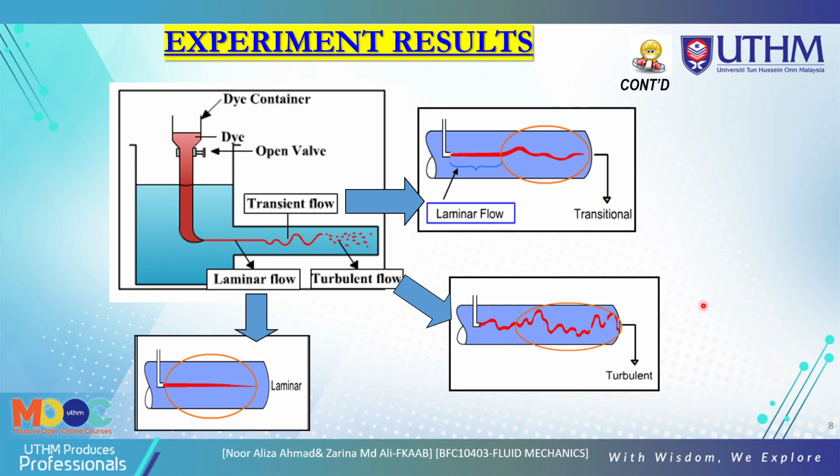This is the result. When the valve is opened, the dye container here, the smooth line is called laminar flow. Based on the fluctuation line here, it is transitional flow, and turbulent has more fluctuation. So this is the result for the laminar flow, turbulent flow and transitional flow.